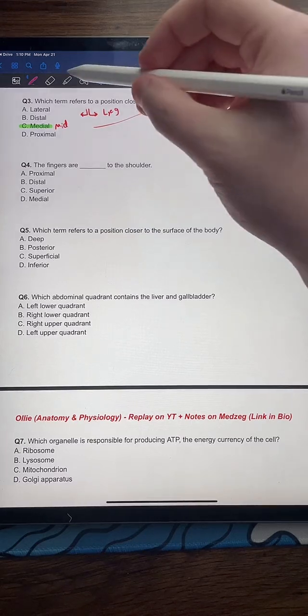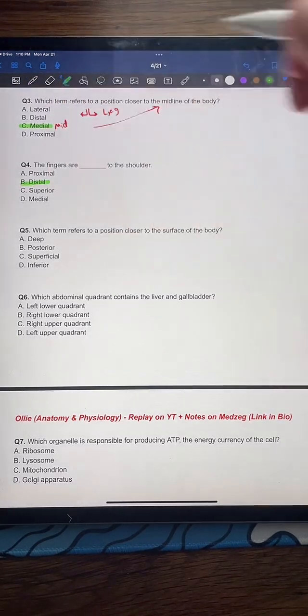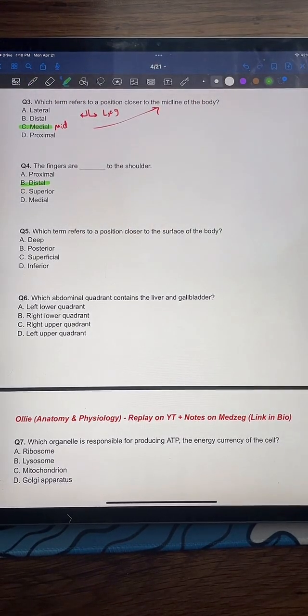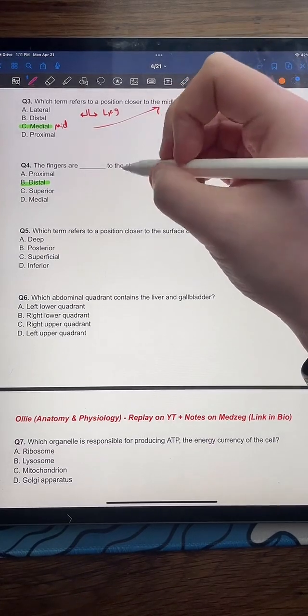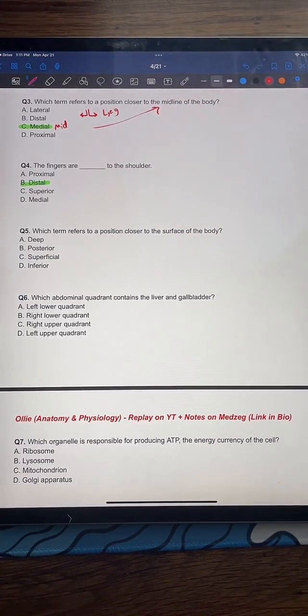But number 4, it is distal. The fingers are distal to the shoulder. Remember, distal means further away from the point of attachment. So the fingers are farther away from the shoulder compared to the shoulder's attachment to the body. Proximal would mean closer to the point of attachment. For example, if you were to switch this question around, the shoulder would be proximal to the fingers. Superior, again, meaning above or toward the head. Medial means toward the midline.